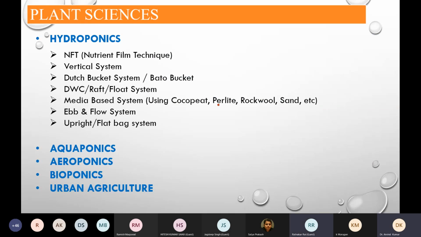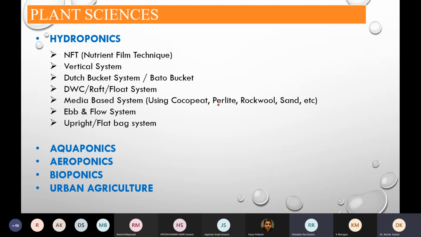So horticulture could be divided into different types of systems. And one thing very popular, which Purna Agri is very good at, is hydroponics. Hydroponics, of course, is the technique where you give the nutrients through water, through your nutrient solution, but with different types of systems. Let me go quickly over the systems. One is the NFT, that's the nutrient film technique.